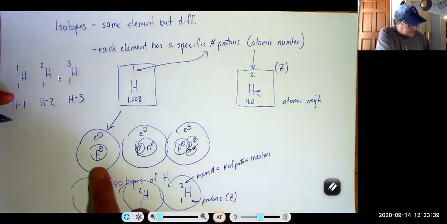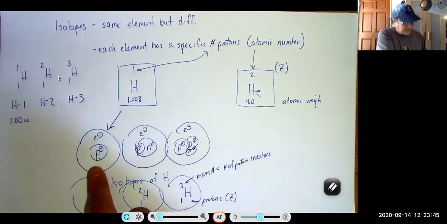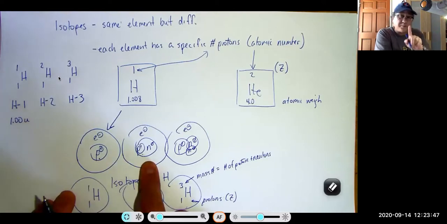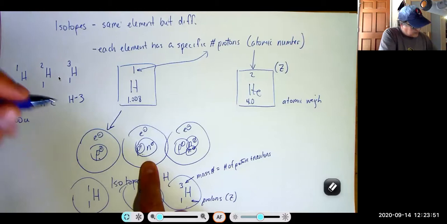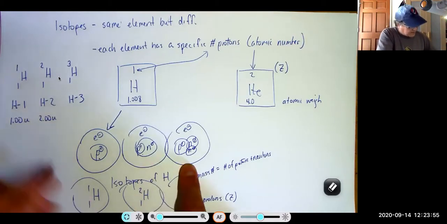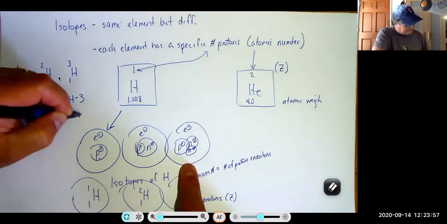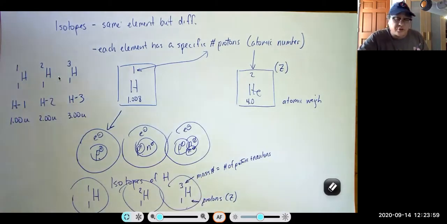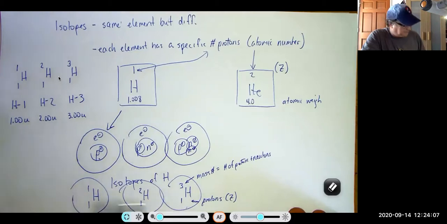So if we look at this guy here with one proton, how much does it weigh? 1.00 U. And this guy with one proton and one neutron, how much does it weigh? 2.00 U. And how much does this guy weigh? 3.00 U. These numbers are close to reality, but they're not right. But they're really, really close. So they're a good estimate. Okay.